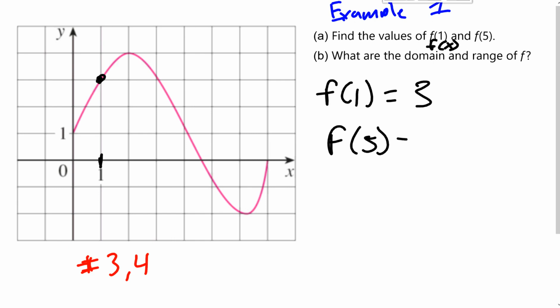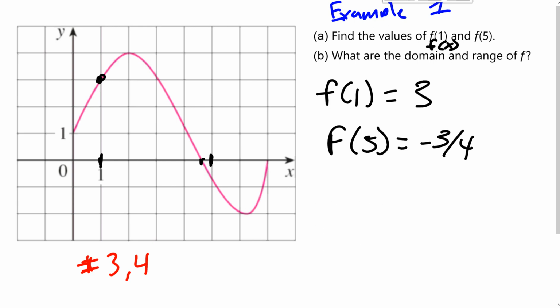f of 5, meaning what is the y value when my x is 5? So 1, 2, 3, 4, 5. 5 right here. So negative 7.5, so negative 3/4, something like that. I'm just kind of guessing.